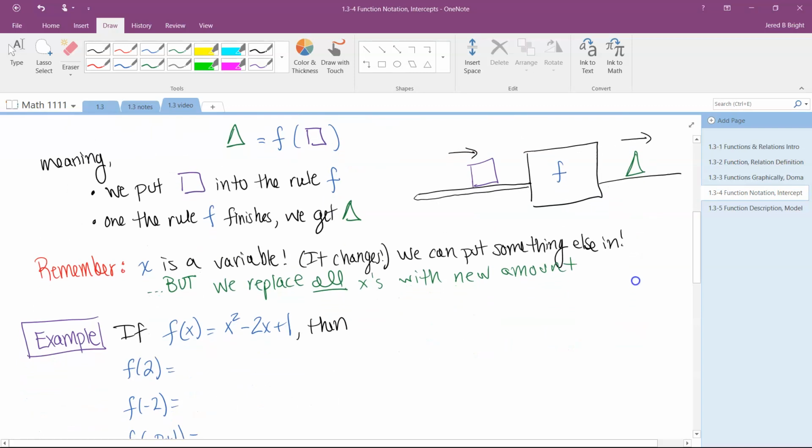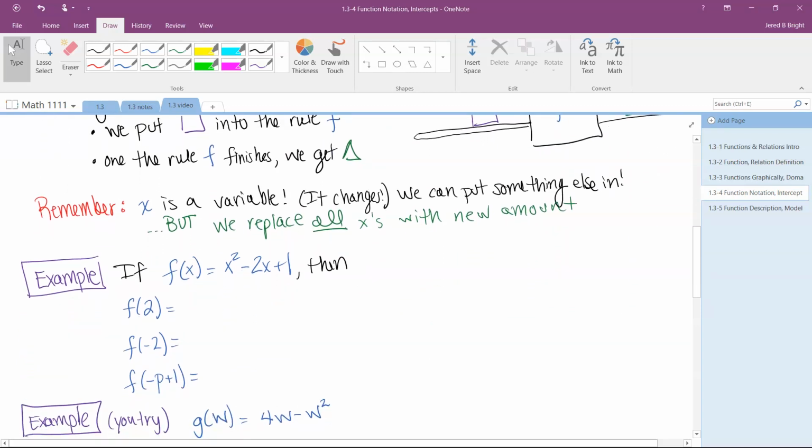As an example, here's a function: x squared minus 2x plus 1. Nice quadratic function, we'll see those later. If we want to find f of 2, this is called evaluating the function when x is 2. There's an x here and an x here. Those both get replaced with a 2, and I like to put parentheses in there, even though you maybe don't need them. Then we can evaluate and we get 1.